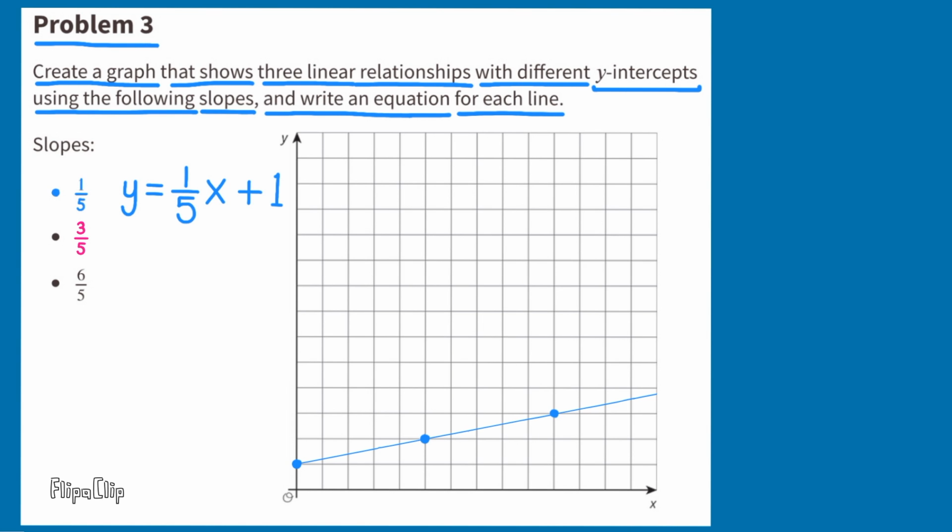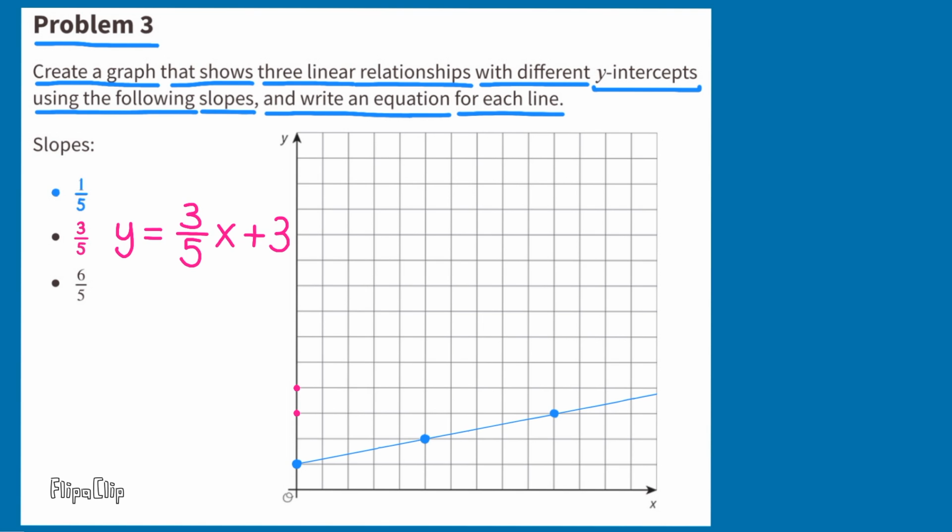The second slope is 3/5. So let's start out with y equals 3/5 times x. And let's make the y-intercept 3. So now the equation reads y equals 3/5 times x plus 3.